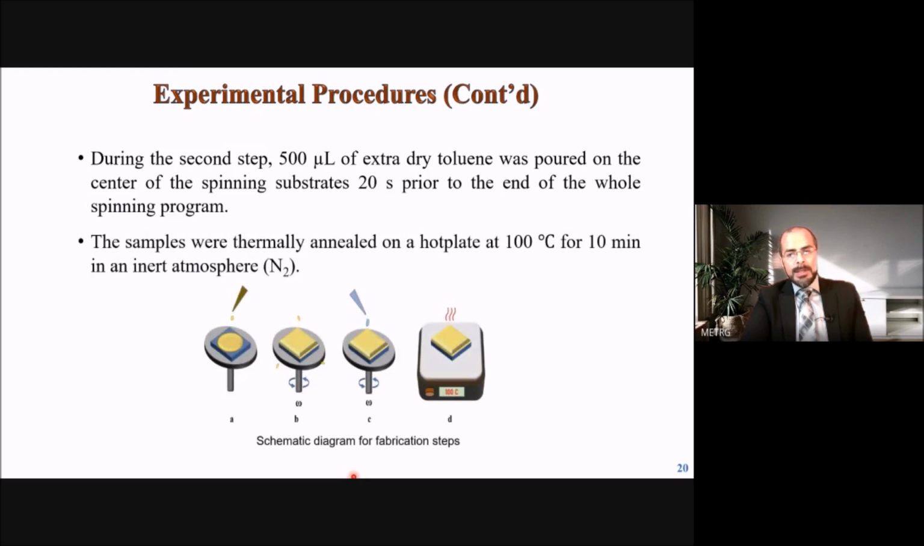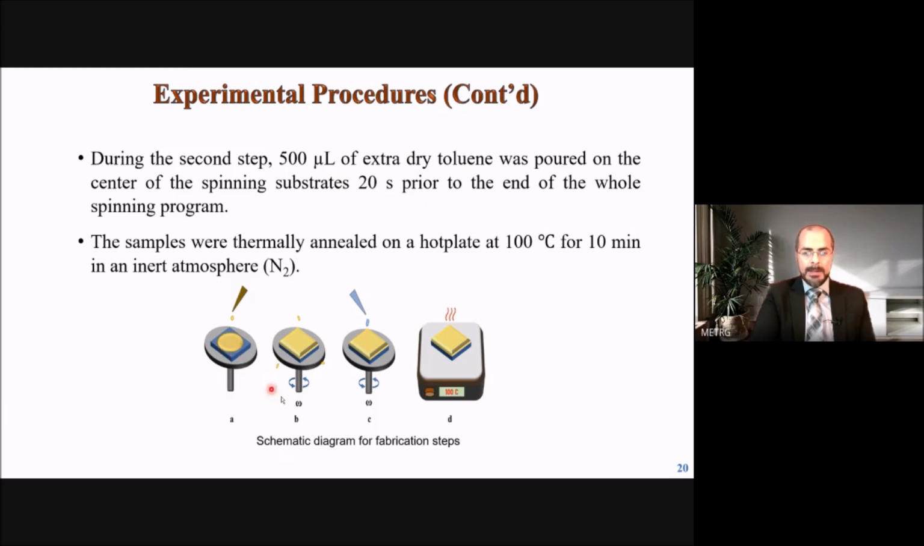In the last 20 seconds of the second stage, we're going to drop 500 microliters of extra dry toluene. This step is just to make the crystallinity of the perovskite film more mature and better, with a more crystalline structure. The samples after this deposition were annealed at 100 C for 10 minutes.